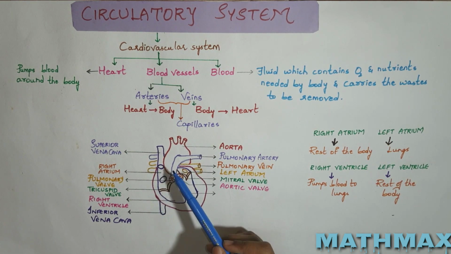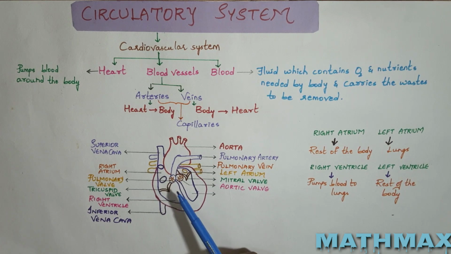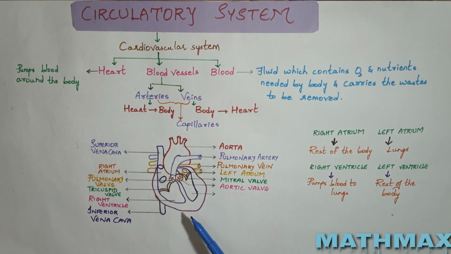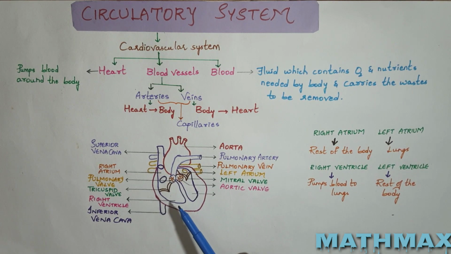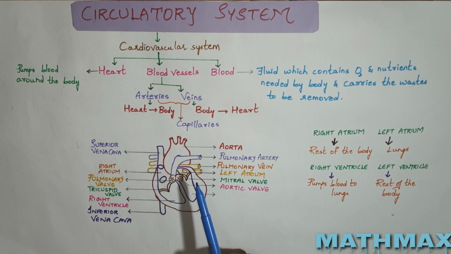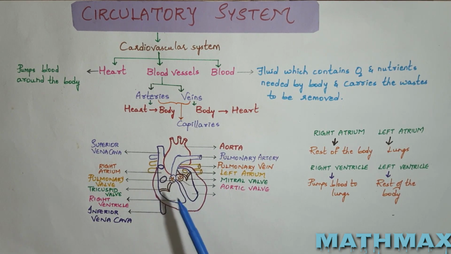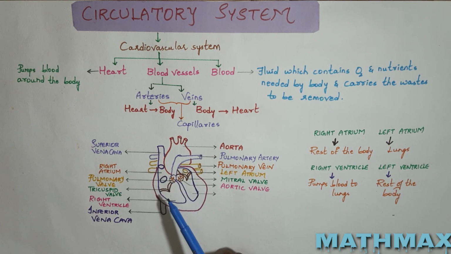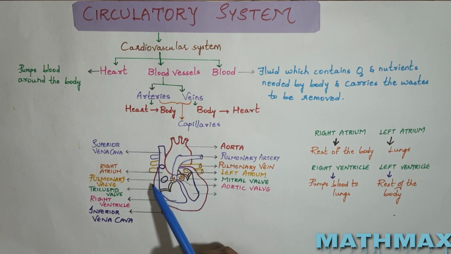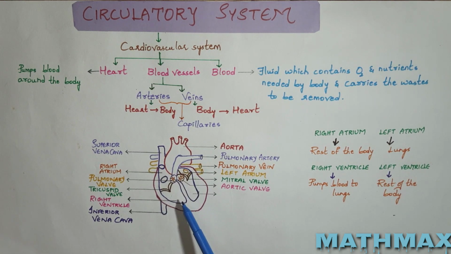It is covered by a two layered membrane called the pericardium or the pericardial membrane. It holds the heart in place, which allows it to move as it beats. It contains a fluid known as the pericardial fluid, which protects the heart from shock. The wall of the heart itself is made up of a special type of muscle called the cardiac muscle.